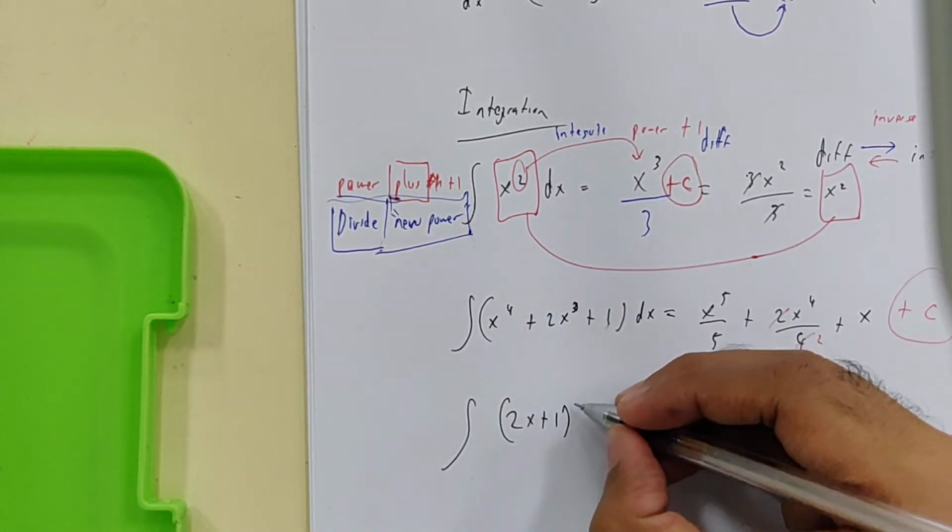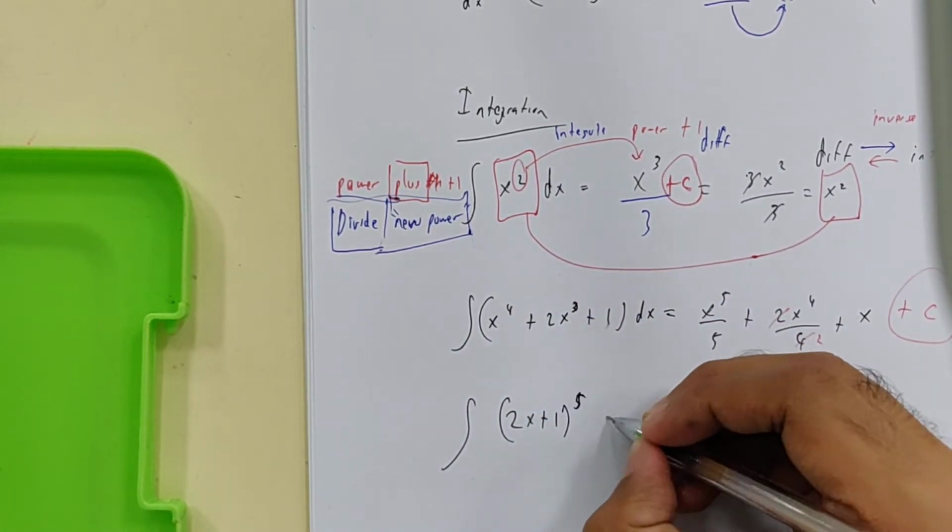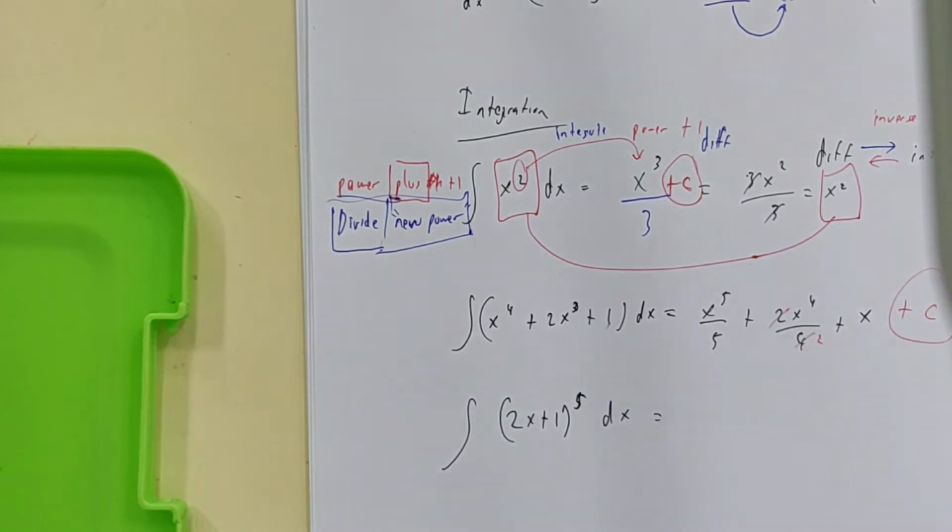2x plus 1 power 5. Okay, integrate this. I give you 10 seconds. One, two, three, four, five, 6, 7, 8, 9, 10.